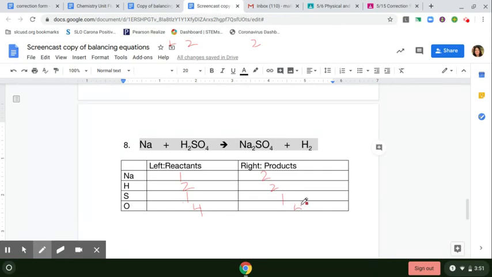So let's see what I need to do. So it looks like the only thing that's not balanced is my sodium. And so that is an easy fix. Since I have 2 on this side and I only have 1 over here, all I have to do is add my coefficient of 2. That's going to change this one to 2 as well. And then I can see that everything else is balanced and it checks out.